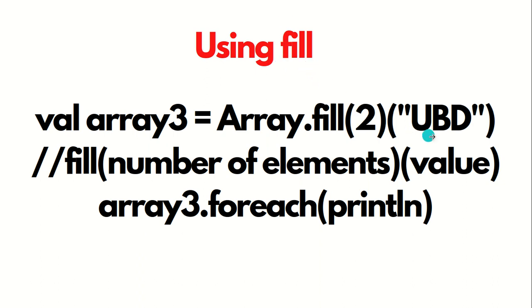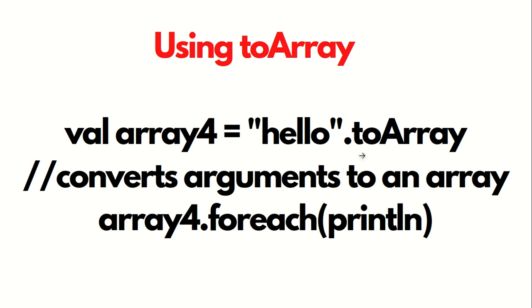The second method with which we can populate the array is called fill, in which we are just filling UBD here, right? We can use the fill method in which we specify the number of elements, which is 2. It means UBD will be printed twice here, and I'm specifying the value, in this case, which is UBD.